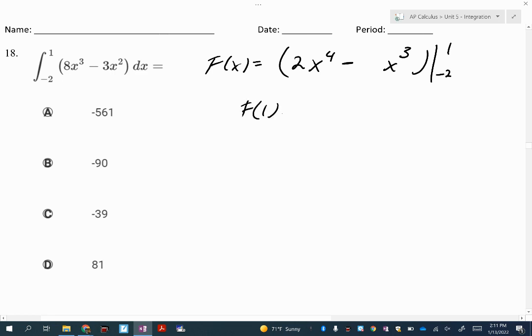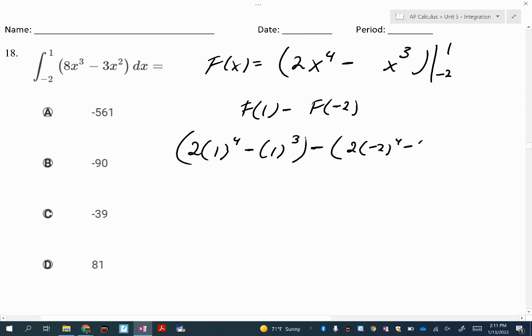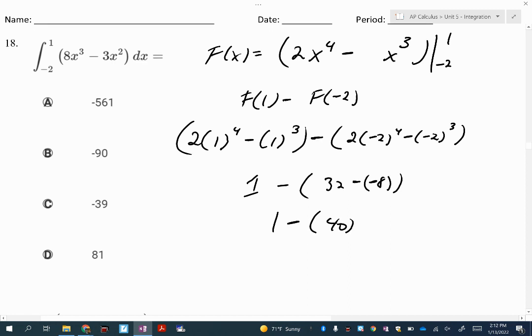So f of 1 minus f of negative 2. So 2 times 1 to the fourth power minus 1 cubed, minus all of that, minus 2 times negative 2 to the fourth power minus negative 2 cubed. So that's going to be 2 minus 1, which is 1. Negative 2 to the fourth power is 16, times 2 is 32. Minus, let's see, a negative 8, which is really going to be addition. So 1 minus 40, which is, excuse me, negative 39. There's 18.